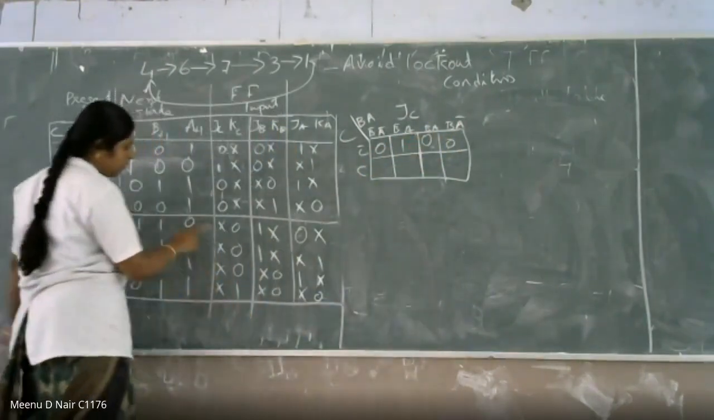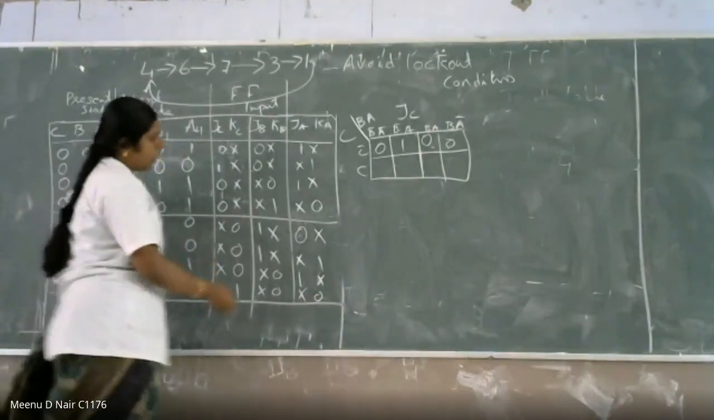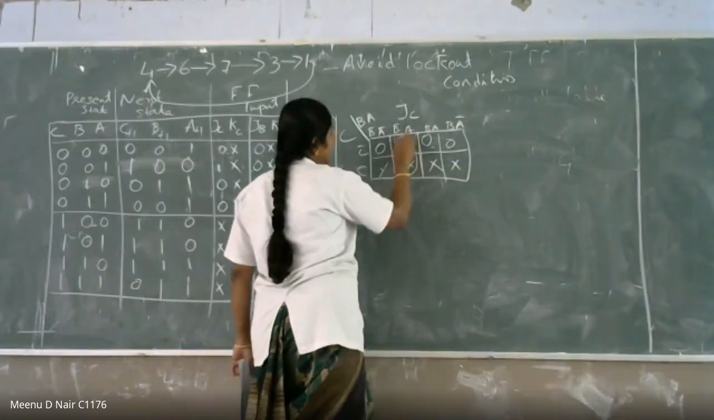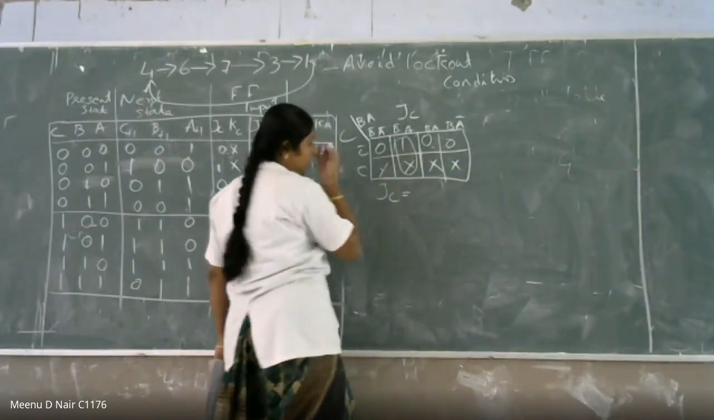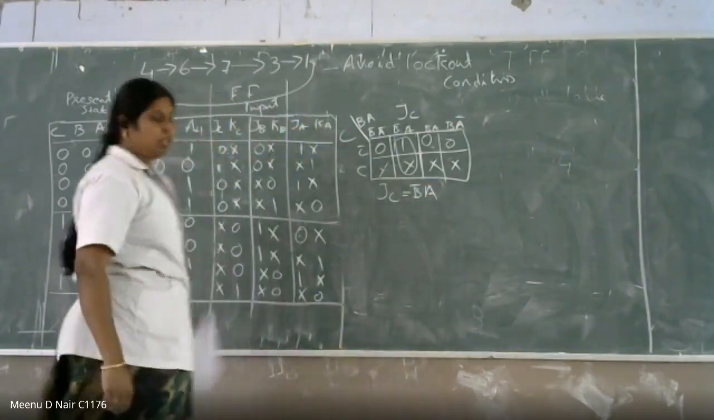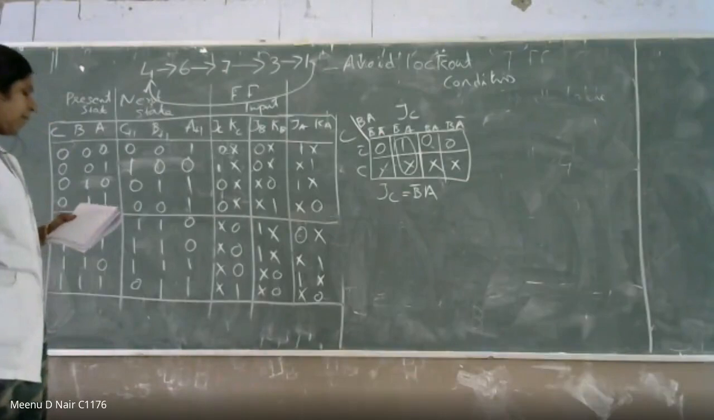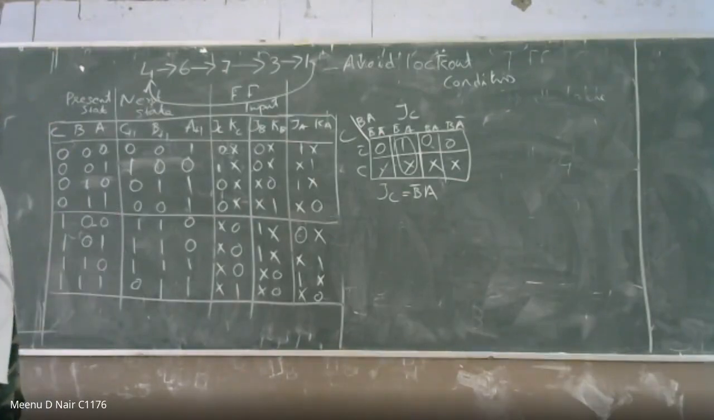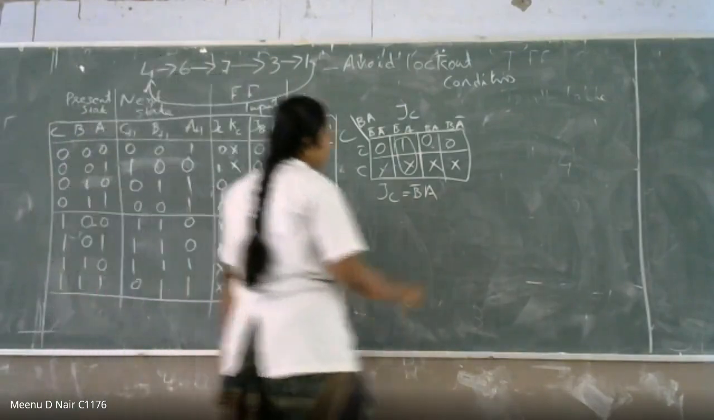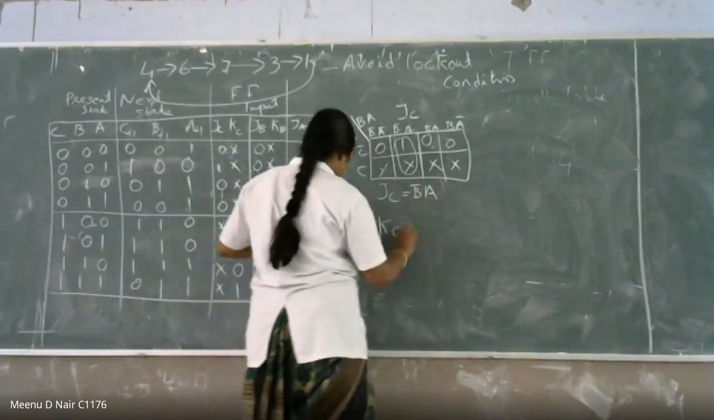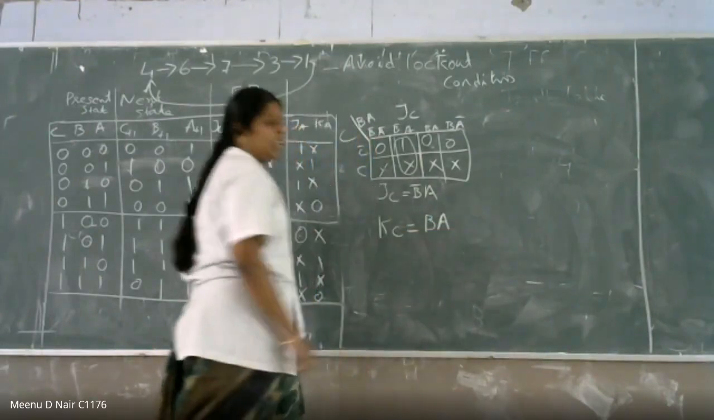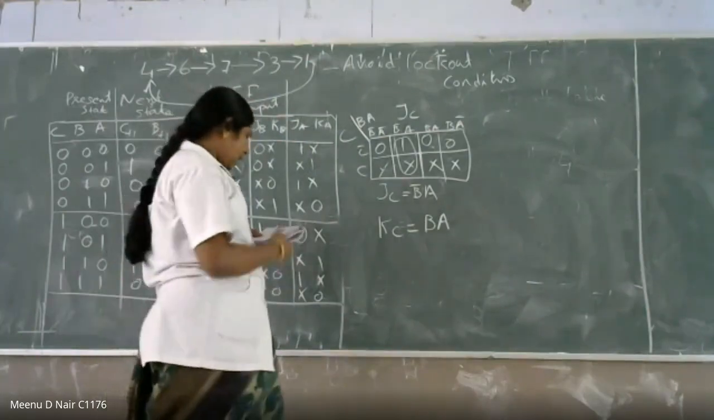Then what is the second one? All are not pairs, right? So what is JC? JC is equal to B bar A. Right? Next one, similarly KC is equal to BA.